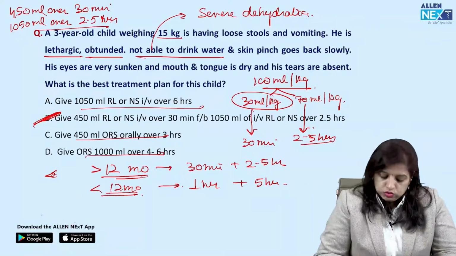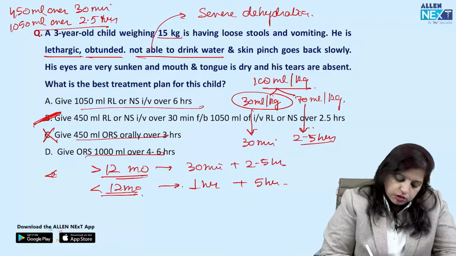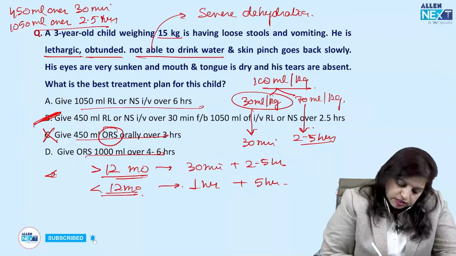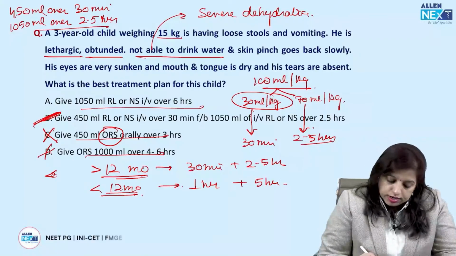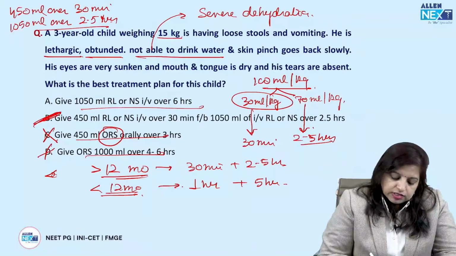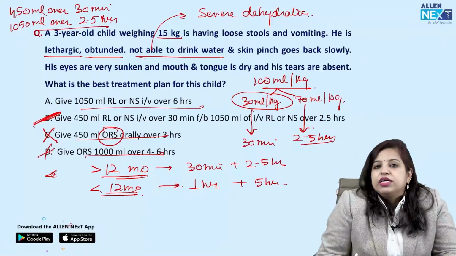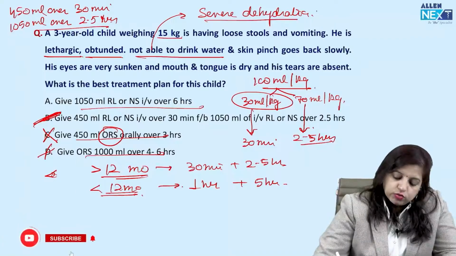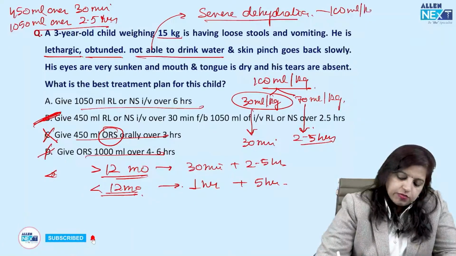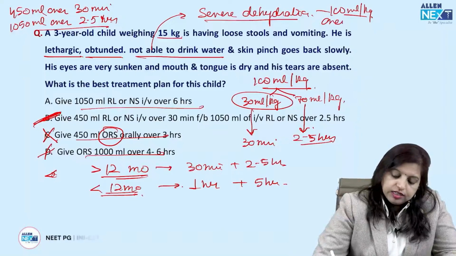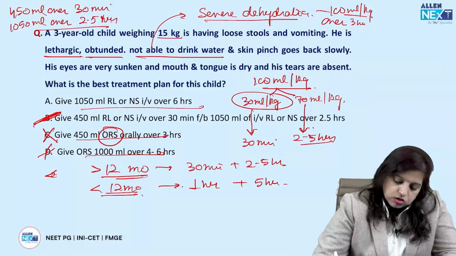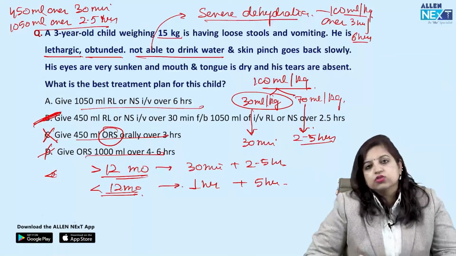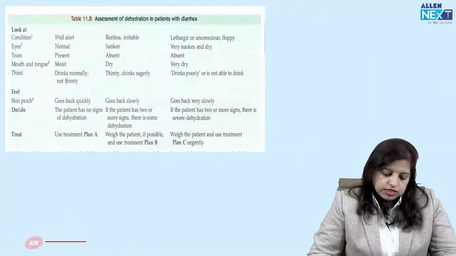We are not going into this. Definitely the C option is wrong, because ORS anyways has no place in severe dehydration, right? Again, D option is wrong, because again we are giving ORS, and in A option they are giving straight away 1050 ml, that is 70 ml per kg over 6 hours. Again, not recommended. In severe dehydration, you have to push a total fluid of 100 ml per kg over either 3 hours or 6 hours, depending on the age of the child. Is that very clear? So hence we have solved this question. Then let us move forward.